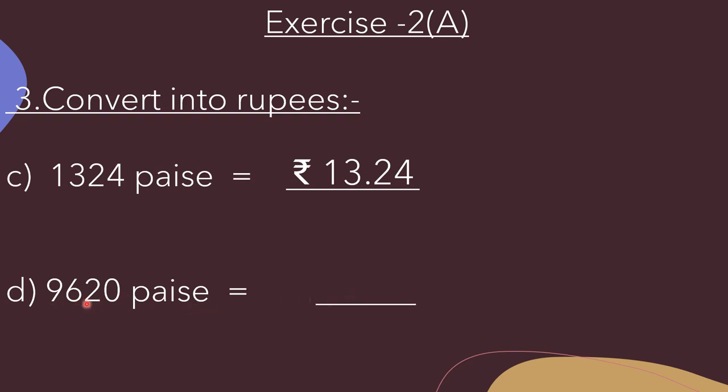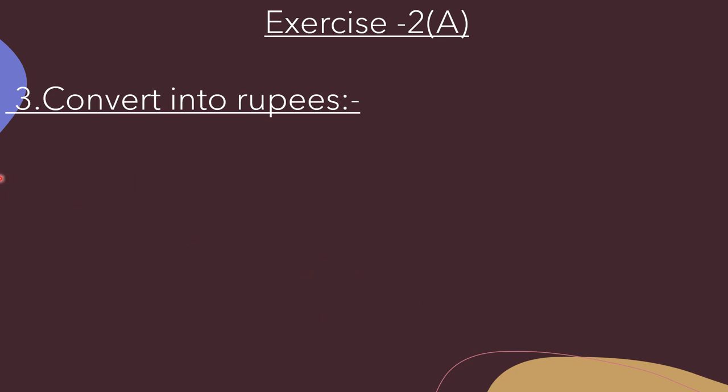So again we will take the last two digits, and the last two digits are 20. So before the last two digits we will put a dot. So what is the answer? That is rupees 96.20.